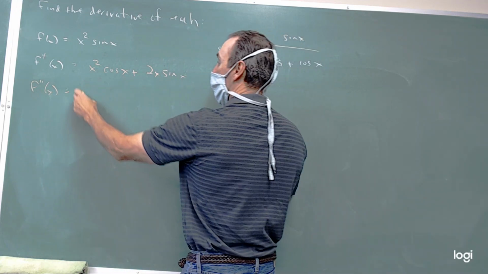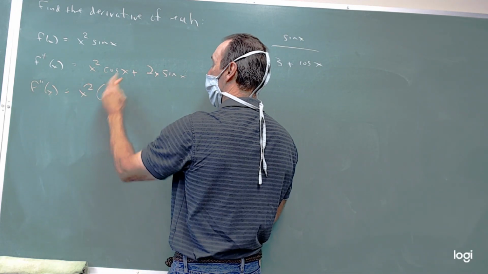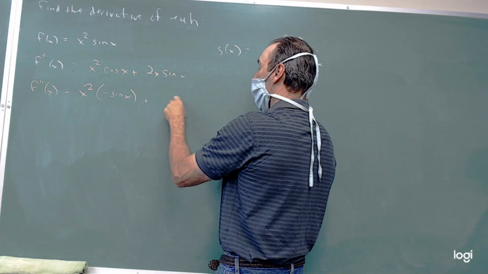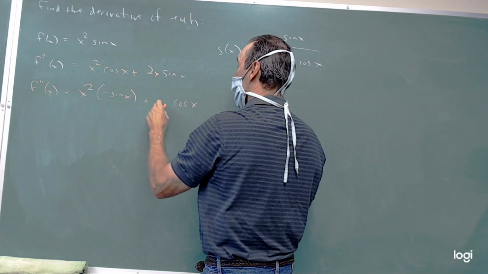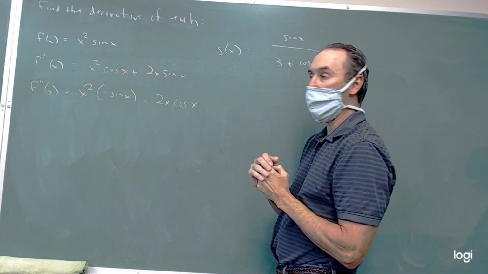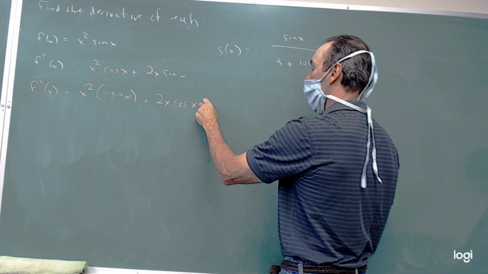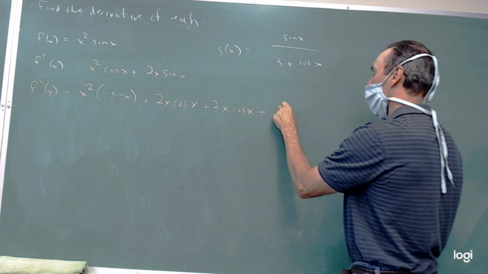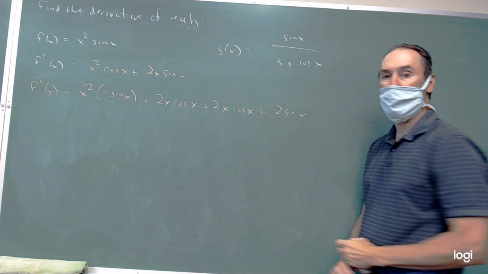So we have the first, x squared, times the derivative of the second, which is negative sine x, plus the second, cosine x, times the derivative of the first, which is 2x. Then we move to this one. We have the first, the derivative of sine is cosine, plus the second times the derivative of the first.